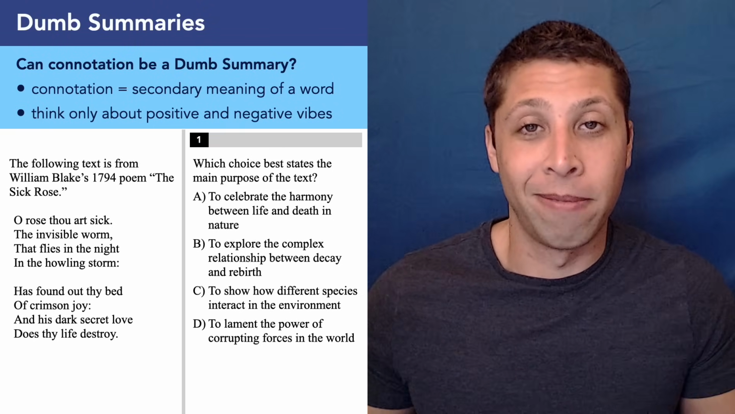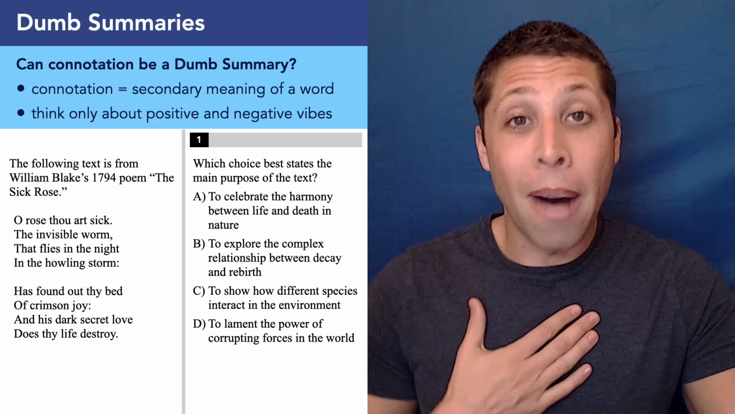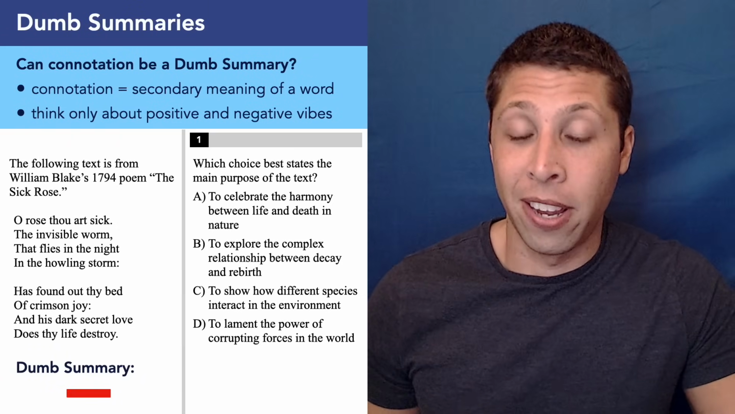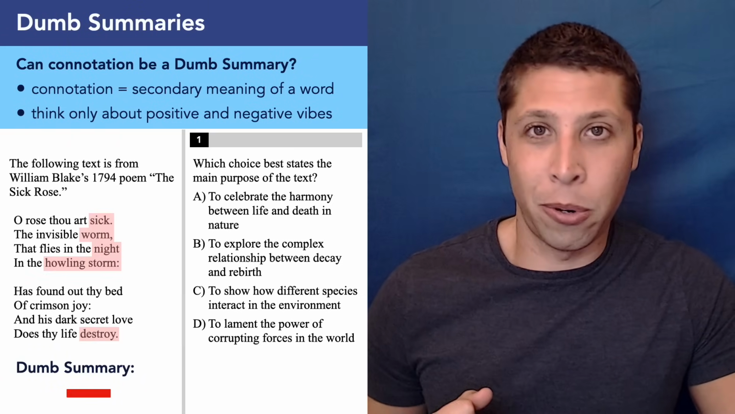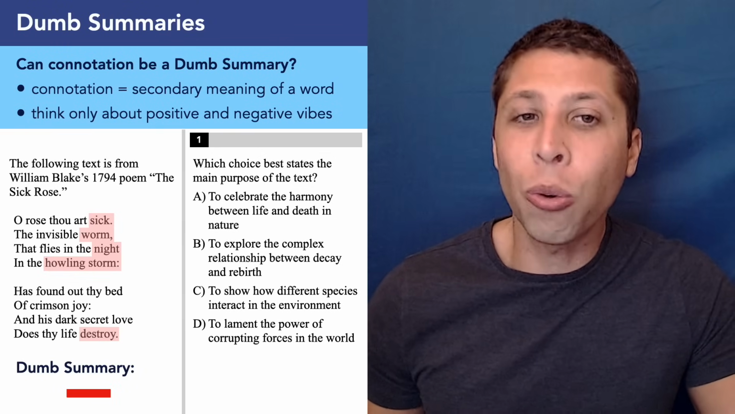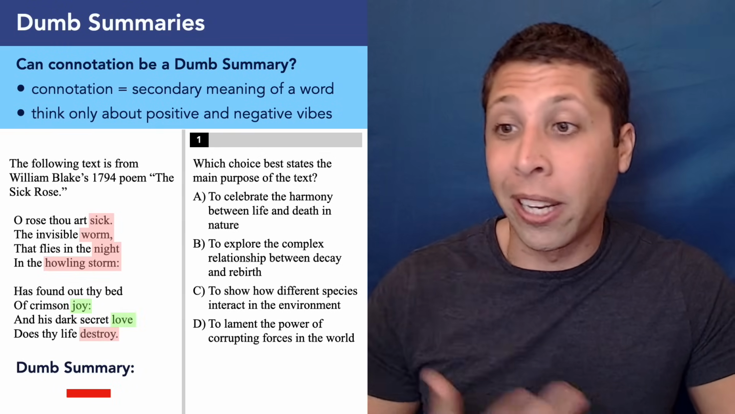All right, so is this poem positive, negative, or something else? My dumb summary is that this poem has a negative connotation. There are a lot of negative words in this passage. Sick, worm, night, howling storm, destroy. Now, I will admit, there are some positive words too, like joy and love.